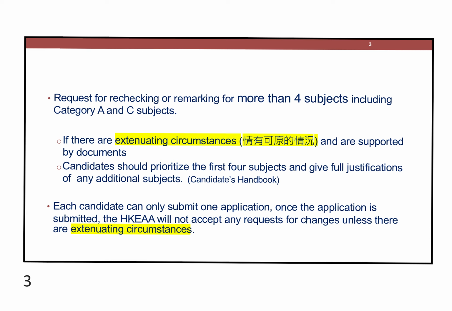If you want to have more than 4 subjects to be remarked, you should prioritize the subject first. Please enter the first 4 subjects in our Google form. You don't need to collect any hard copy application form from the school office. I will show you the Google form later in this video. The request for remarking of the additional subject should be sent directly to HKDSE with supporting documents.